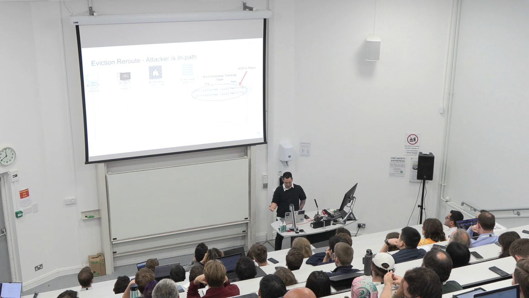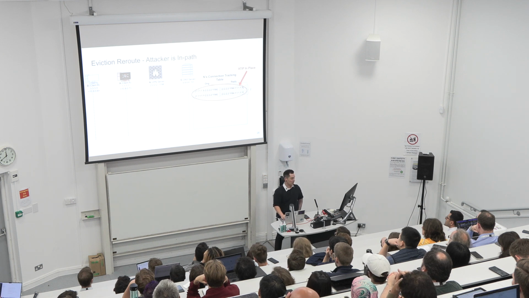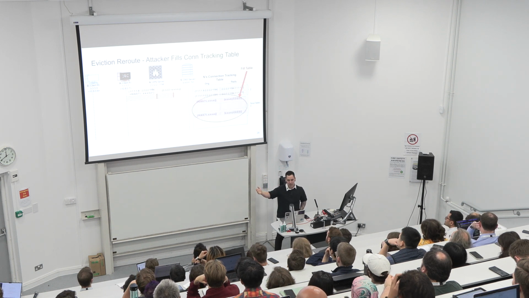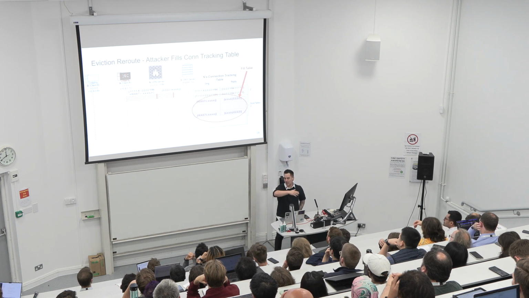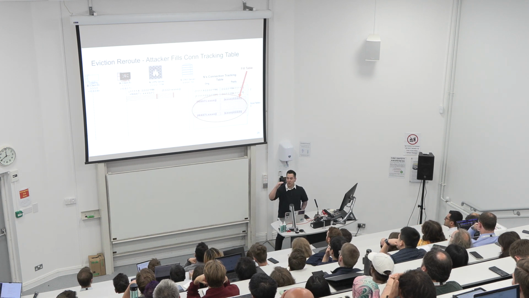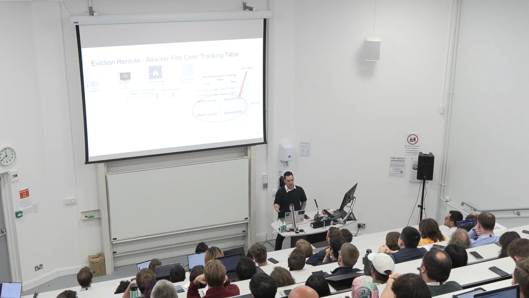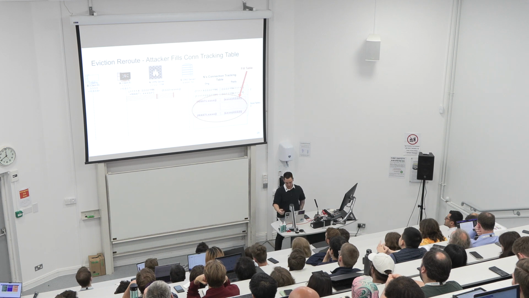The second attack is called the eviction reroute. Let's go over that real quick. Assume that the attacker and target are connected to the VPN server, and assume that the attacker is between the target and the VPN. The attacker is going to send a large volume of packets through the VPN. These packets are basically arbitrary, and they're only intended to consume space in the connection tracking table.